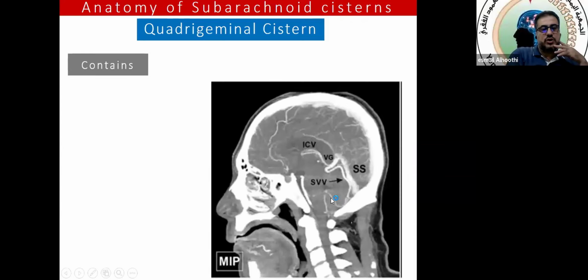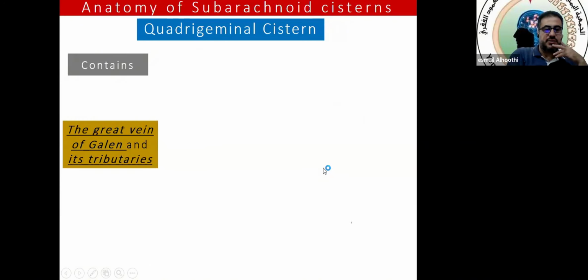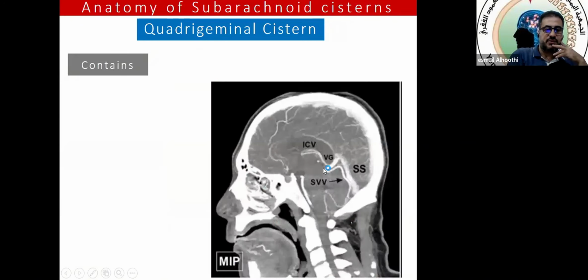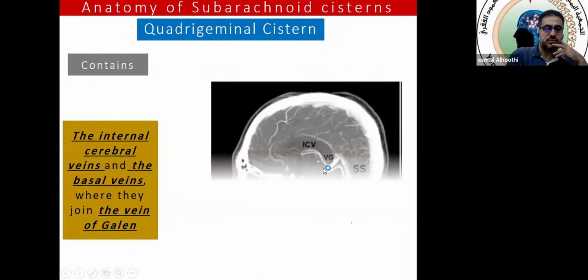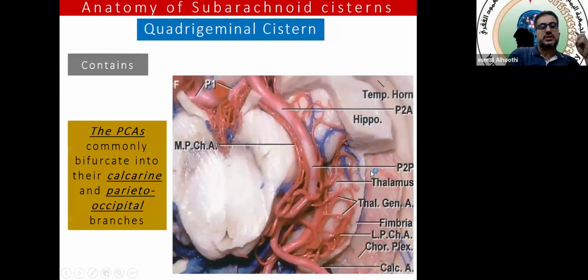The contents of the quadrigeminal cistern, number one, is the great vein of Galen and its tributaries, the internal cerebral vein and the basal vein of Rosenthal. See here, this is the internal cerebral vein and the basal vein of Rosenthal, joining each other to form the great vein of Galen. Also, the contents include the posterior cerebral artery, which commonly bifurcates into the calcarine and the parieto-occipital branches at this cistern. Here.